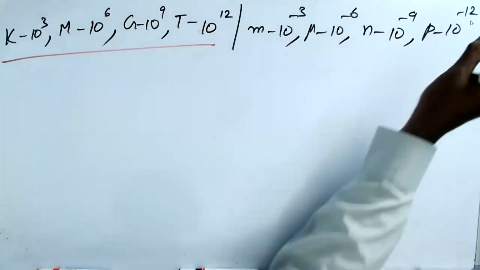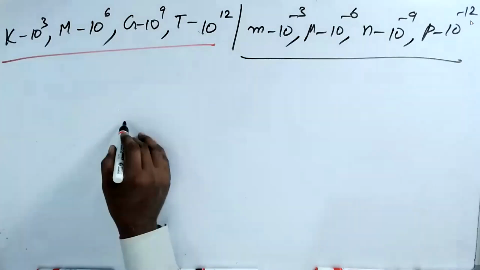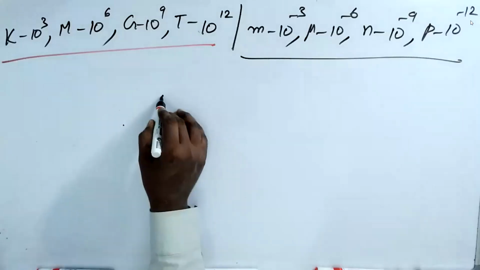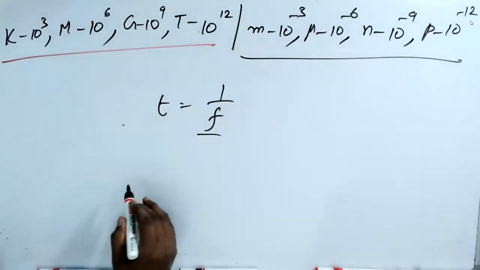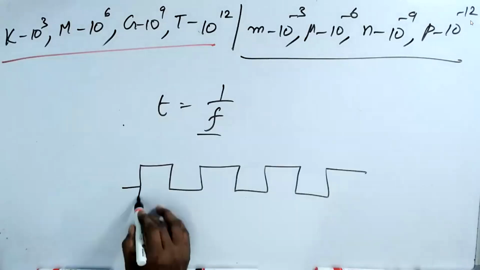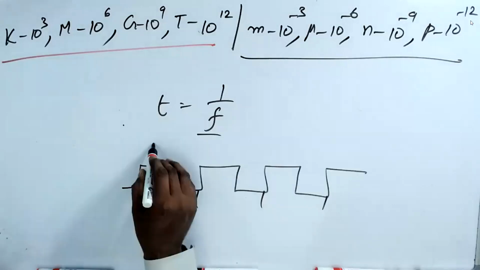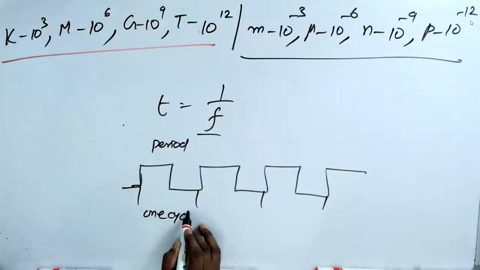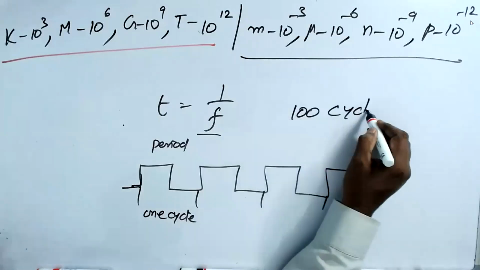Now, understand one thing. T is equal to 1 by f. Frequency is cycles per second. In 1 second, this is one cycle, or we call it one period. If I say 1000 cycles per second, this is called frequency.